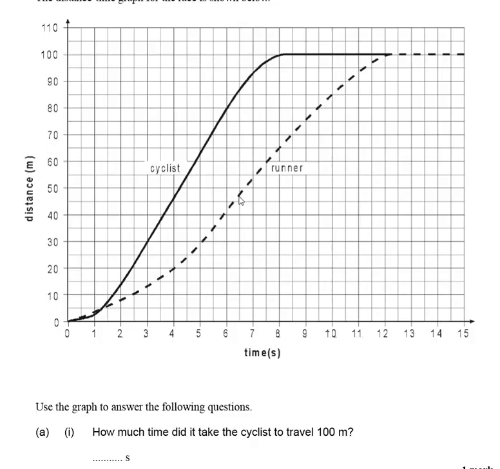Now we have a question like this. How long does it take the cyclist to travel 100 meters? 100 meters is there. So how much time does it take to get there? You get there at this particular point here, and this is about 8. So therefore, 8 seconds.